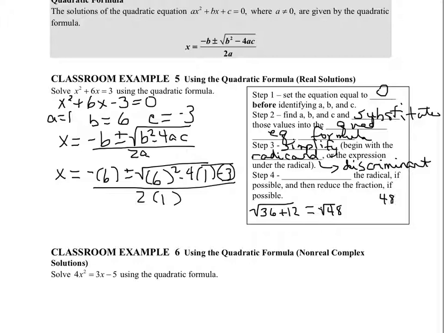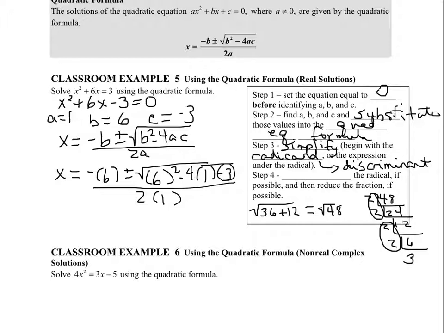If I take 48 and I do the prime factorization, 2 goes into 48 24 times, 2 goes into 24 12 times, 2 goes into 12 6 times, and then I'll have a 2 and a 3. Now notice I have a number of 2's here, but remember I'm circling pairs. So here's a pair of 2's, here's another pair of 2's. I have 2 groups I have circled. Anything that's circled is going to come to the outside.